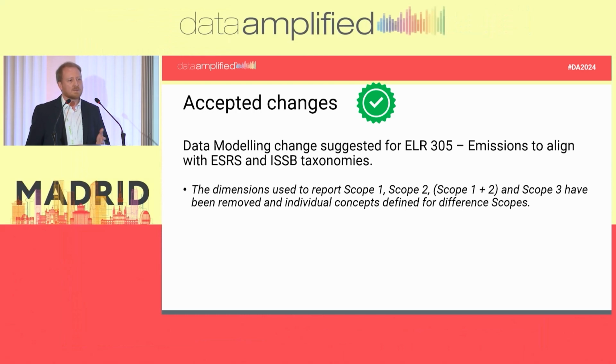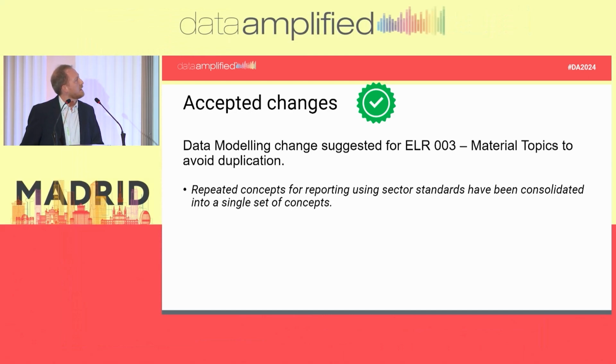So in the draft taxonomy that we published for consultation, we were essentially using dimensions to enable reporters to separate reporting under scope 1, scope 2, in some circumstances scope 1+2, and then also their scope 3 emissions as well. So we had used a dimension to do that within the draft GRI taxonomy. But we've now disaggregated that to better align, in terms of the data modeling itself, with ESRS and the ISSB. So that's one change that we've made.